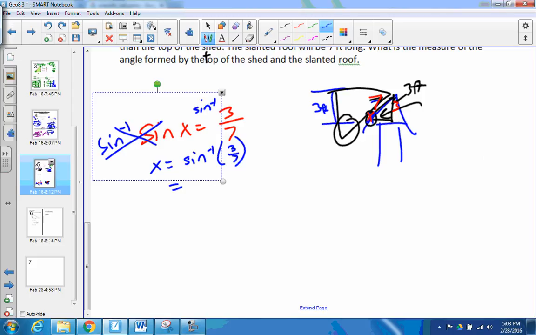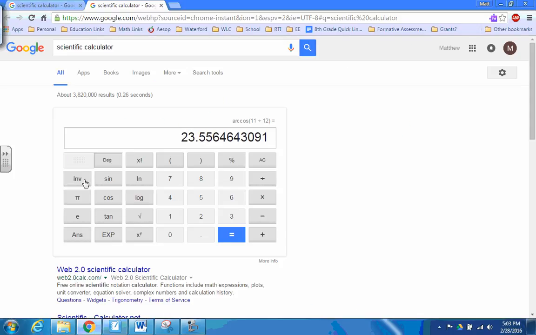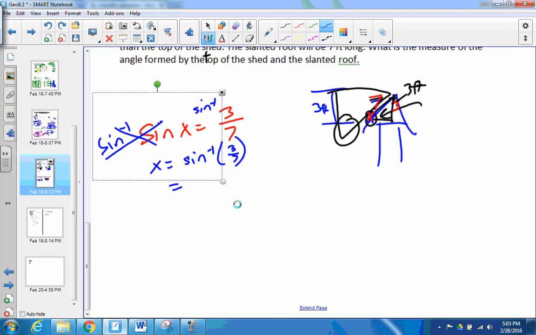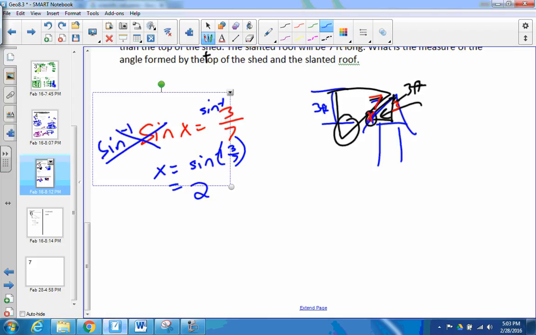which then would be equal to, well, let's figure out in our calculator, the inverse sine of 3/7 is 25.4. So it'd be a 25.4 degree angle.